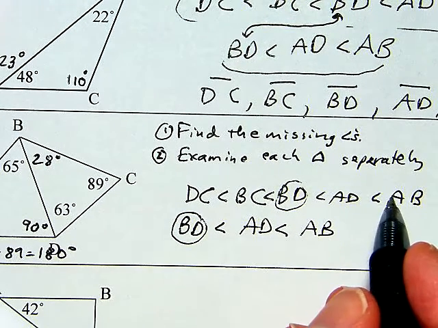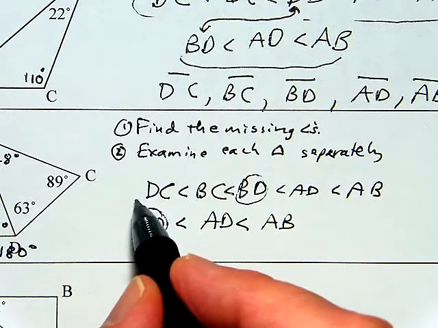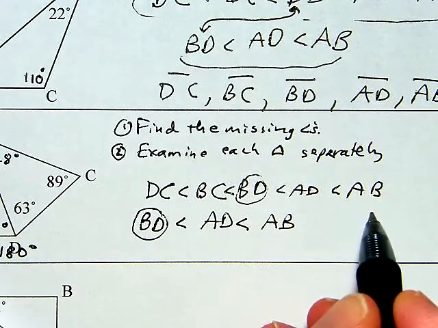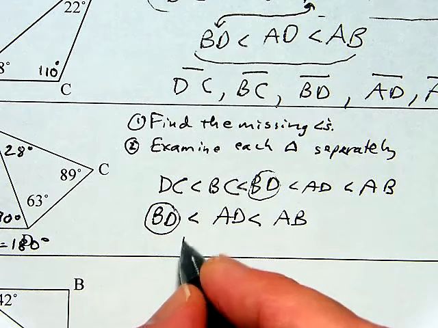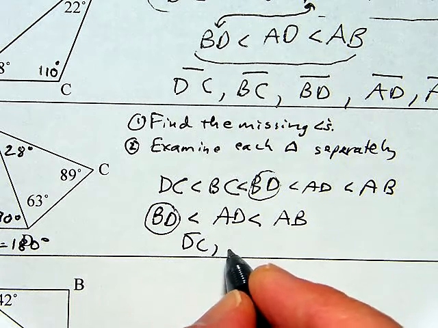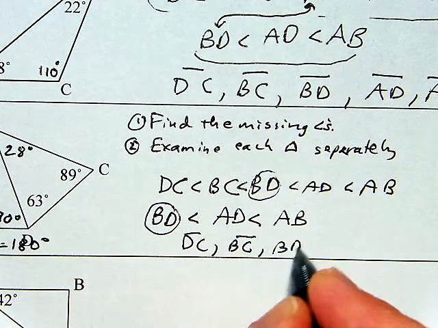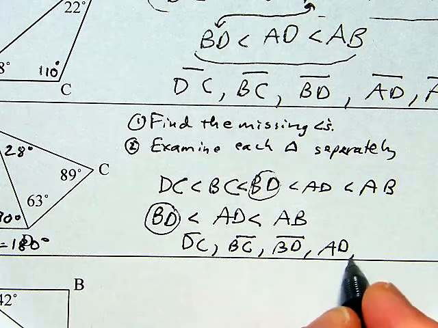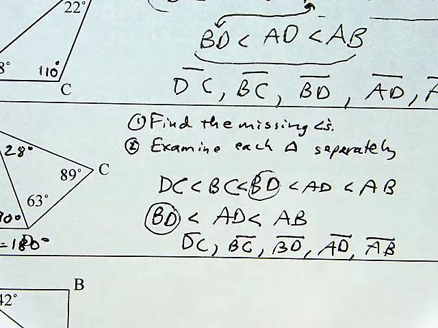And now we can list the sides from smallest, which is going to be DC, all the way to largest, which is going to be AB. So let's go ahead. That would be DC, comma BC, BD, ED, and AB. That would be the list from shortest to longest.